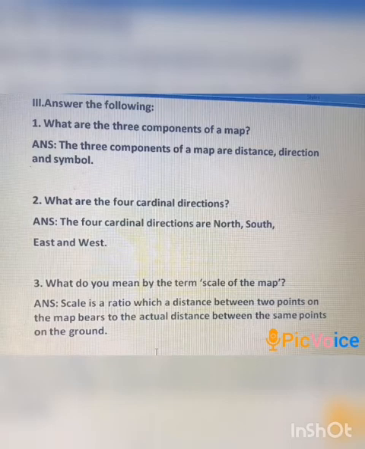Second question, what are the four cardinal directions? Answer, the four cardinal directions are north, south, east and west.